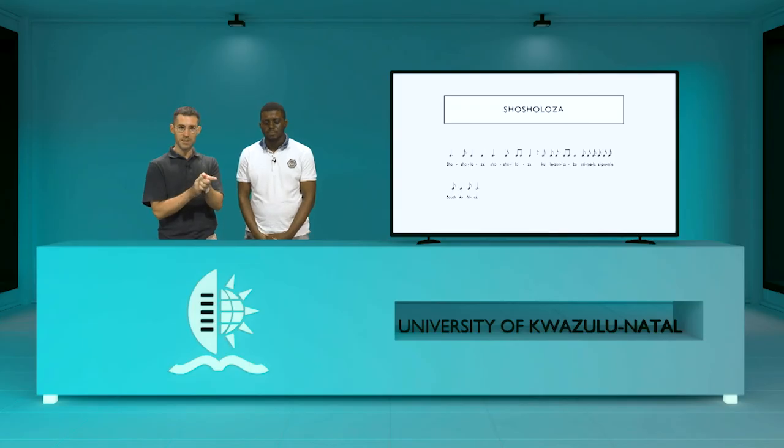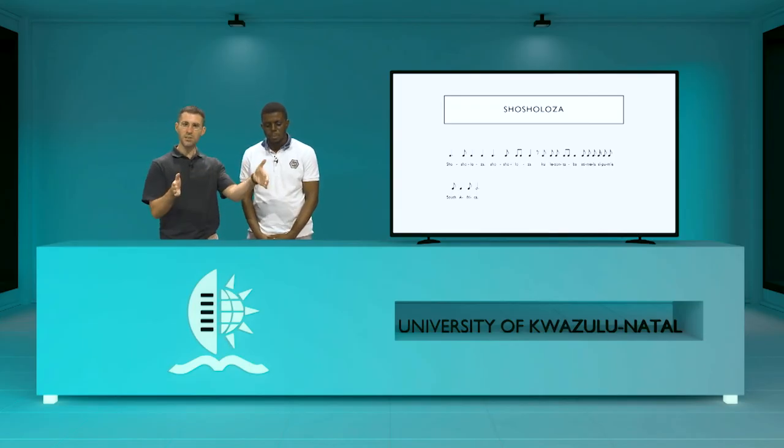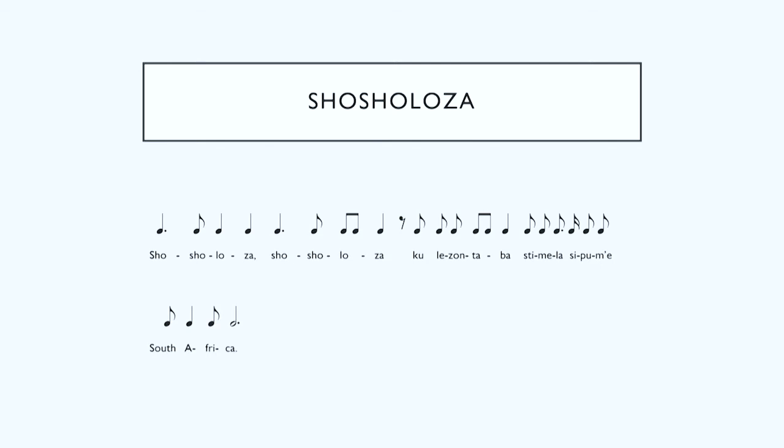What you will have seen there is that sometimes, like on the syllable lo, you get 2 notes in the space of 1 beat. Those are quavers. But you'll see at the beginning, SHOSHOLOZA. The SHO is longer than 1 beat. So this is what we get. SHOSHOLO. The second beat already has to start before the second SHO can come in.